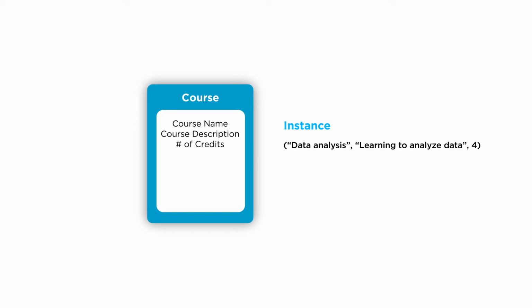So each course instance will have a name such as data analysis, a course description such as learning to analyze data, and a number of credits, let's say 4.